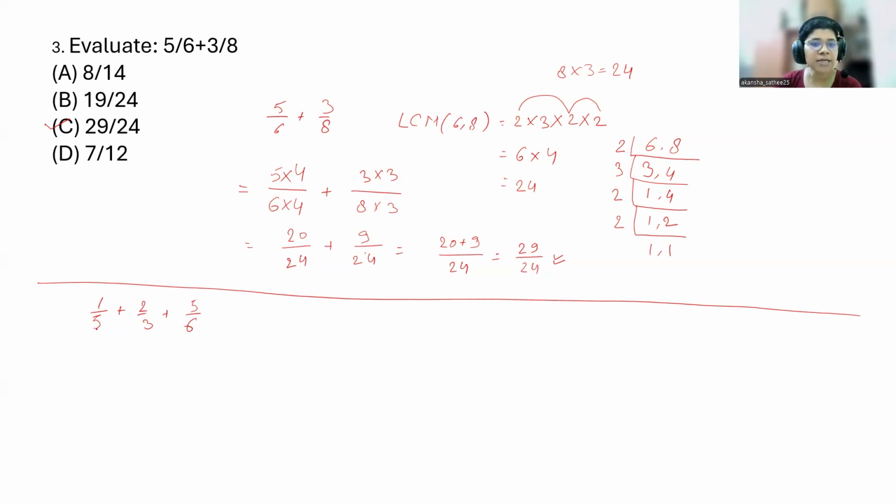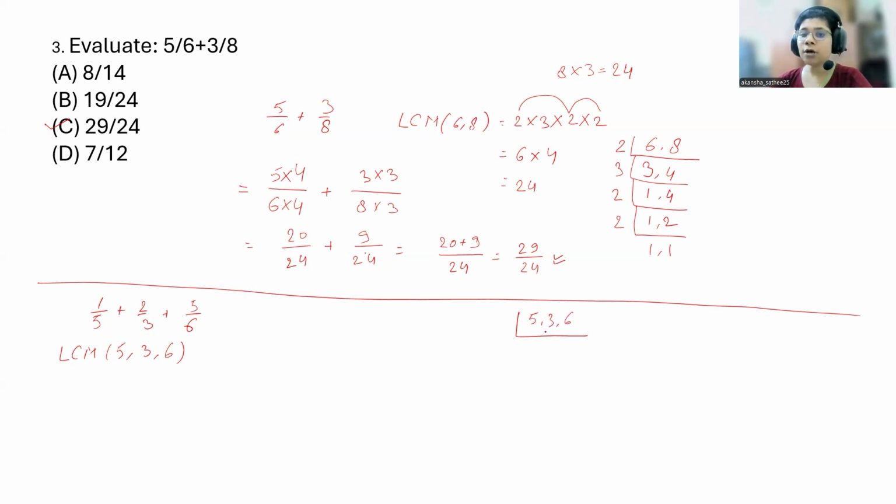Again, look at the denominators 5, 3 and 6. First rule is to calculate the LCM of 5, 3 and 6. So how will you calculate the LCM? Same rule. Write these numbers inside: 5, 3, 6. Look for the smallest number which can divide one of them.